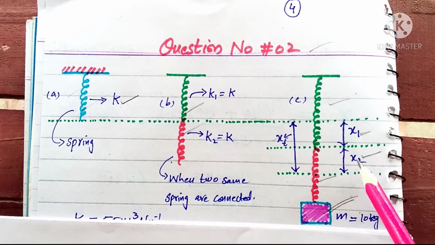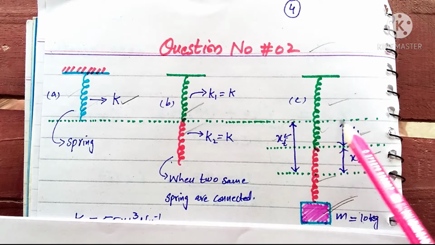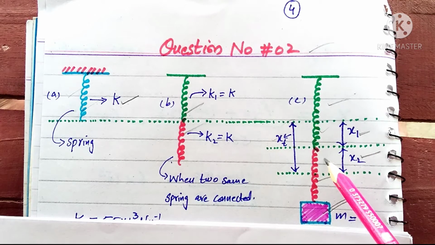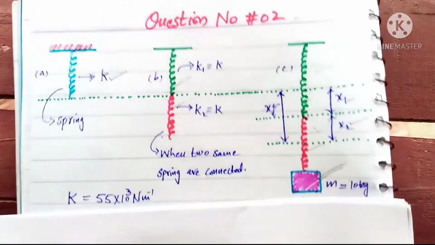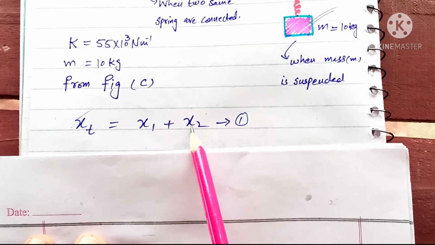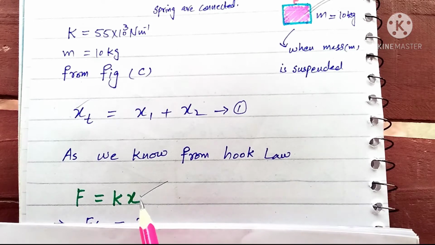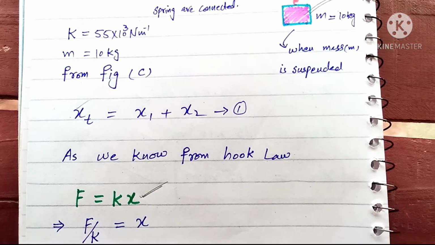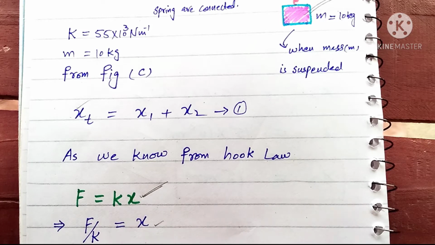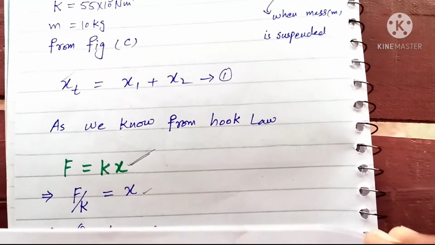which is equal to x1 plus x2, where x1 is the extension in spring 1 and x2 is the extension in spring 2. So we can write xt is equal to x1 plus x2 from figure C. As we know from Hooke's law, F is equal to kx, and we find x is equal to F over k. So from this we can write the value for equation 1.